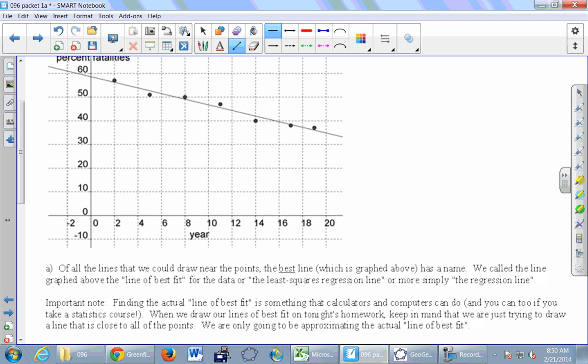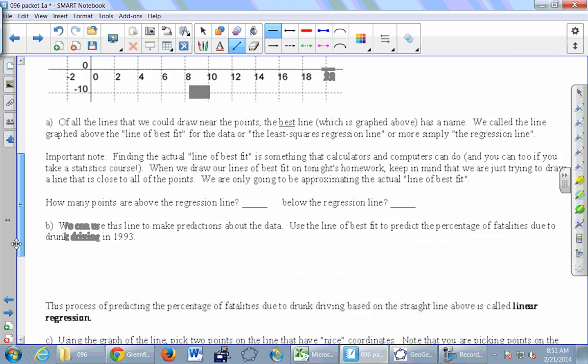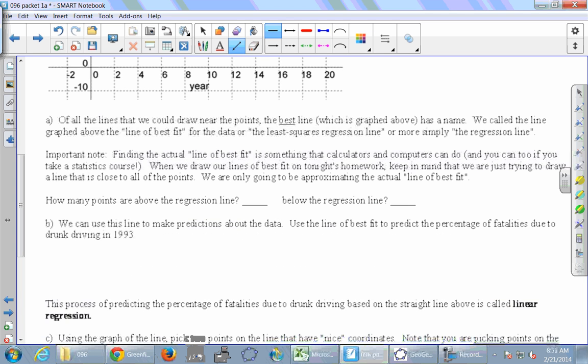All right, let's come down here to this important note. Alexa. Good. So then if your answer doesn't quite agree with what's in the back of the book when you're checking your homework, that's okay. A lot of what we're doing today is approximations. Okay, let's answer these two little questions here.